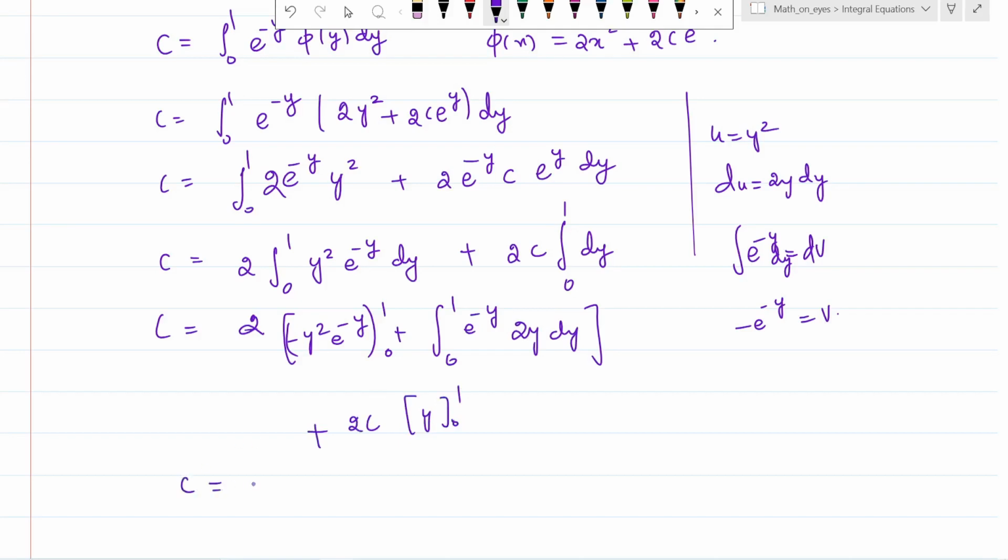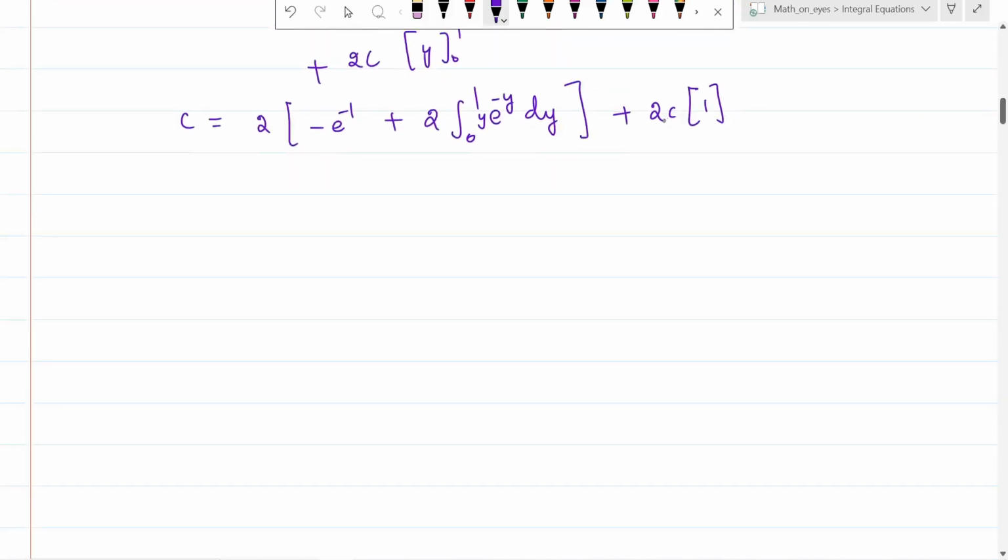So c is equal to 2 times of, when I put 1 here, minus 1 times e to the power minus 1. So we get minus e to the power minus 1. And when I put 0 here, it fully becomes 0, so no need to substitute. Plus integral 0 to 1, 2 can be taken outside, y into e to the power minus y dy, and then plus 2c into, when I substitute the limits, I get 1 here.